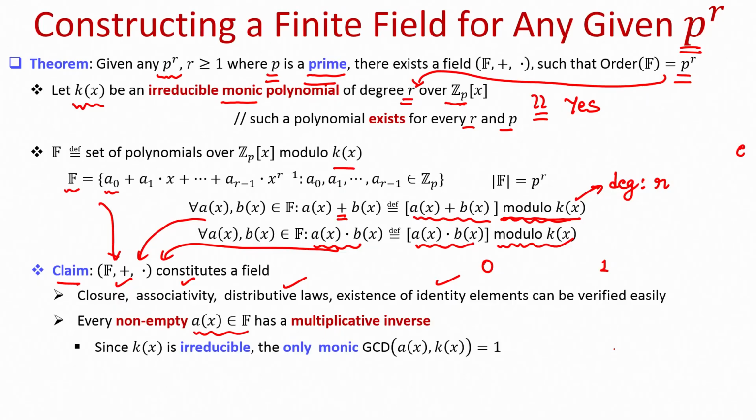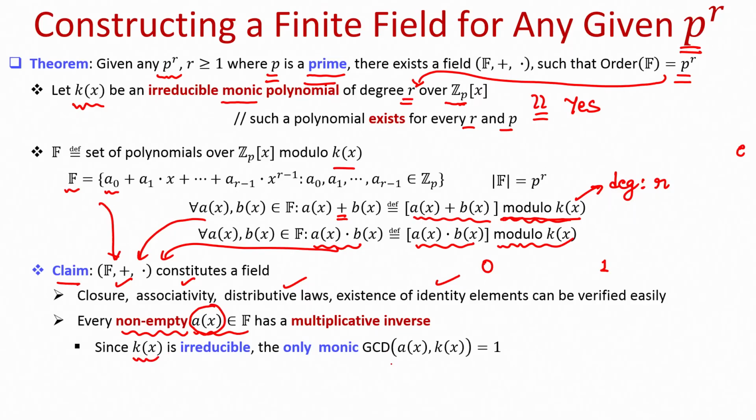So, imagine you are given a non-zero polynomial. I want to show it has a multiplicative inverse, and the multiplicative inverse is guaranteed because of the following.